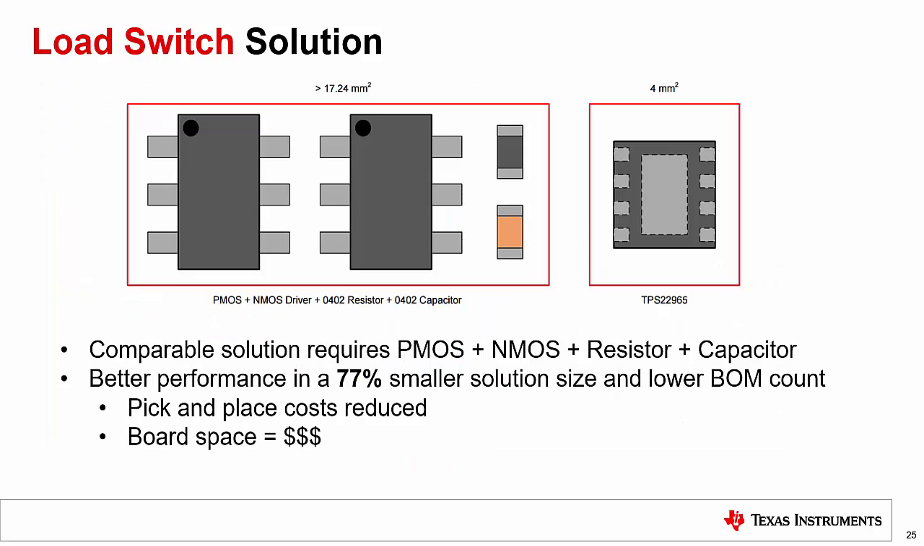The diagram here shows a 2-scale representation of a discrete solution on the left, compared with a load switch on the right. The discrete solution using a PMOS, NMOS, resistor, and capacitor is comparable to the load switch on the right, the TPS22965. The load switch is 77% smaller and uses fewer components. This means that the pick-and-place cost is reduced, and the PCB for the system can be smaller, allowing for a smaller form factor.